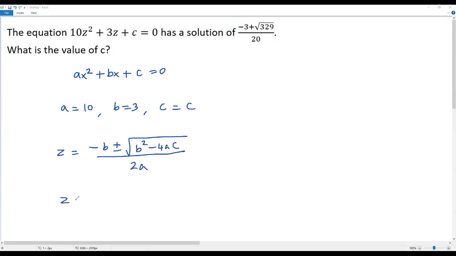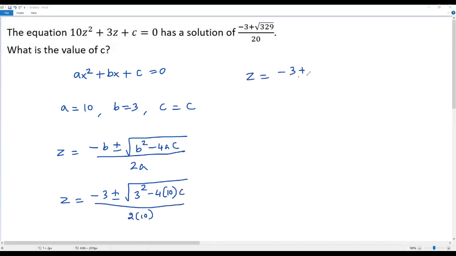Okay, now we can plug in the values for a, b, and c into the quadratic formula. The value of b is 3, so we plug in 3 for b, then we get -3 ± the square root of b², which is 3², minus 4 times the value of a, which is 10, times the value of c, which is c, and 2 times the value of a is 20. So then we get z equal to -3 ± √(9 - 40c) over 20.